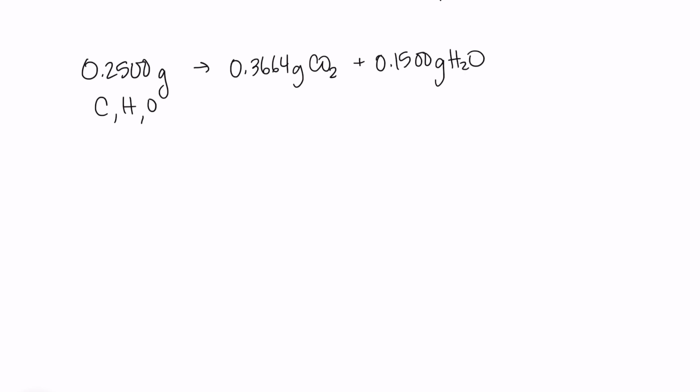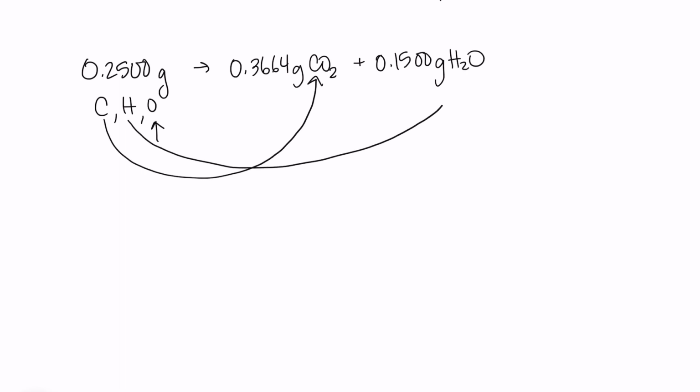So here I'm going to start by doing the same thing, but because I know my compound contains oxygen, and I'm also adding oxygen in order to burn this, the only way to find out how much oxygen I get is by subtracting out from my initial mass the amount of carbon that I have in my CO2 and the amount of hydrogen that I have in my water, and then whatever's left over from that initial mass, that's how much oxygen I'm going to have.